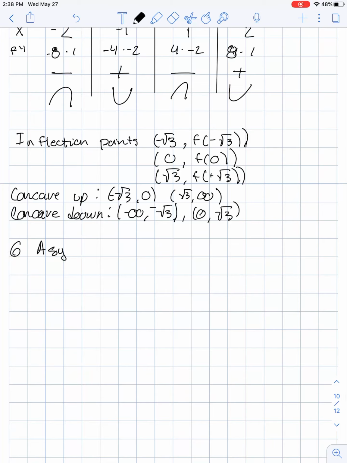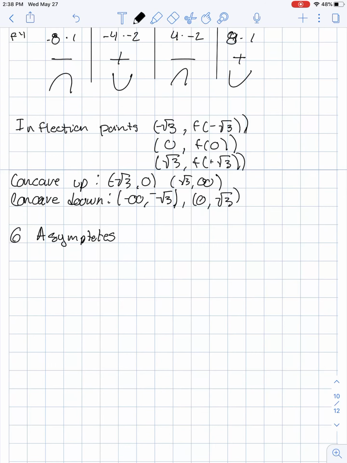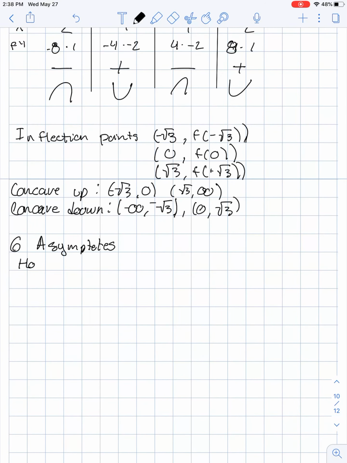So now we need to find any asymptotes if they exist. So that includes vertical and horizontal. So let's first look at horizontal. Remember, we find horizontal as x goes to infinity. Let's do those first. So we'll do the limit as x goes to infinity of (x plus 1) squared over 1 plus x squared.